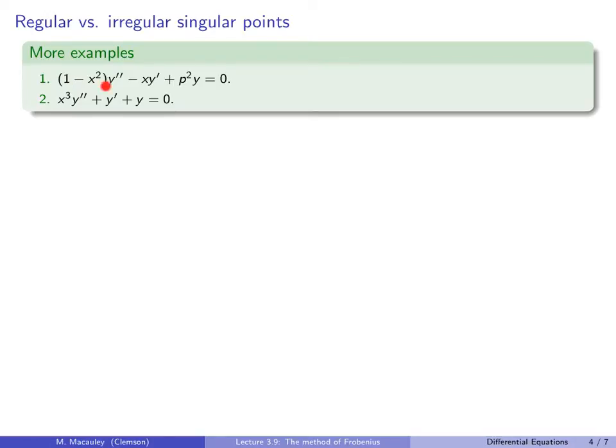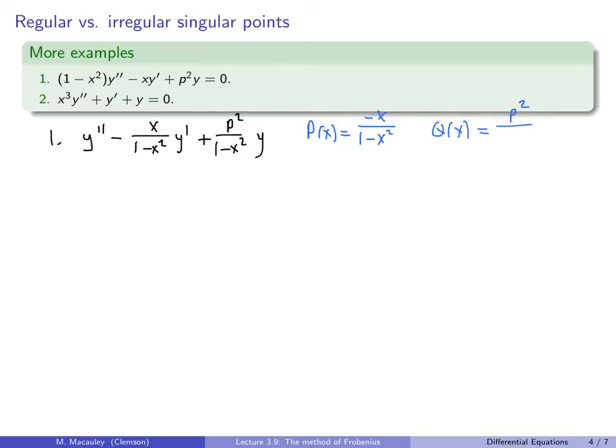This first one is called Chebyshev's equation. This comes up a lot in physics and engineering. So let's write this in our standard form. This is y double prime minus x over 1 minus x squared y prime plus p squared over 1 minus x squared y. So we see right away that p of x equals negative x over 1 minus x squared, and q of x equals p squared over 1 minus x squared.